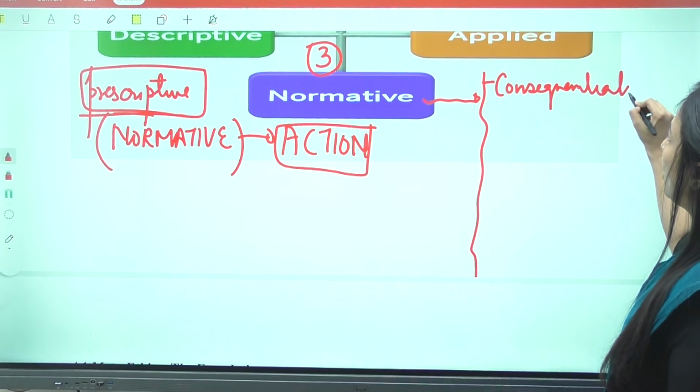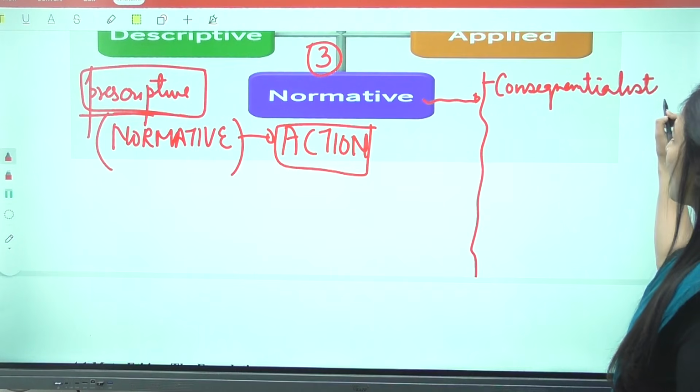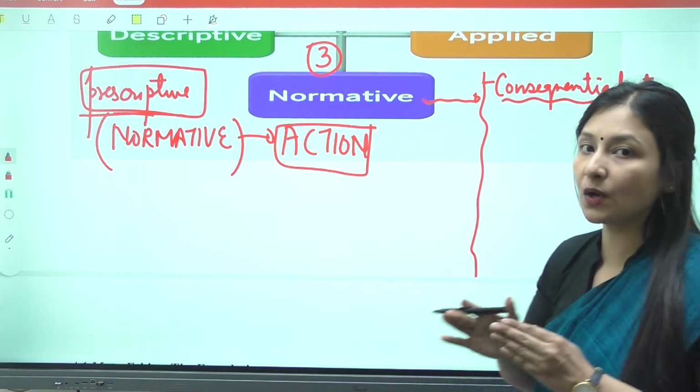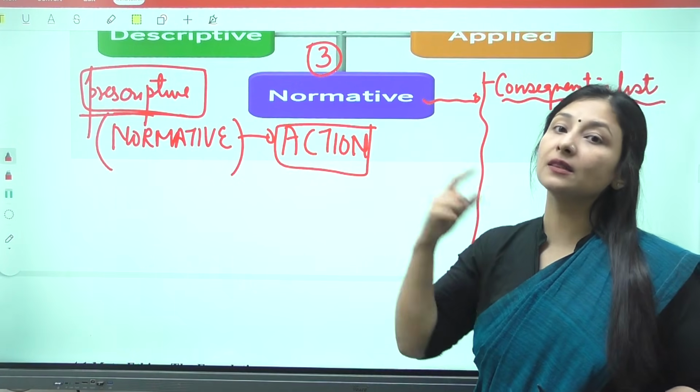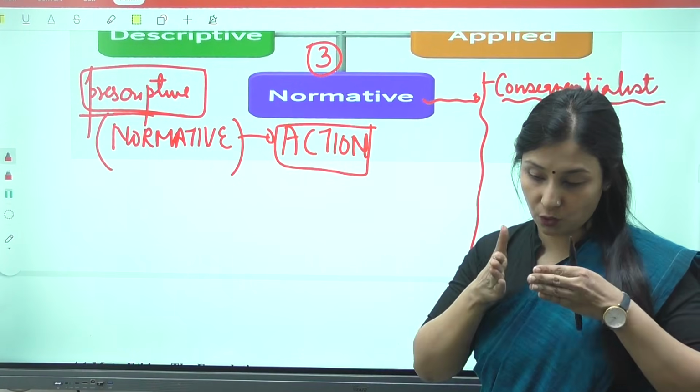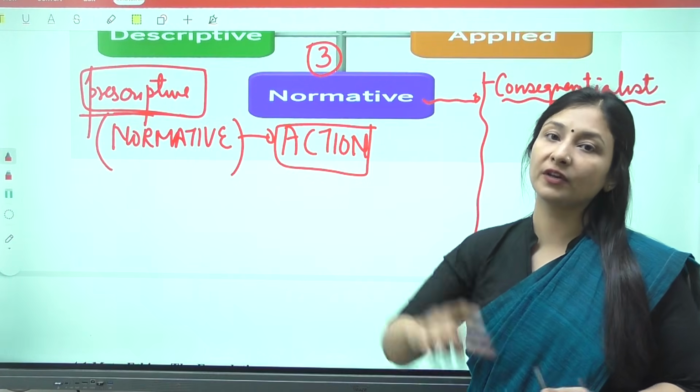consequentialists, who locate the morality in the consequence of the act, in the end purpose of the act, in the utility of the act. They don't look for the means, but they look for the ends.